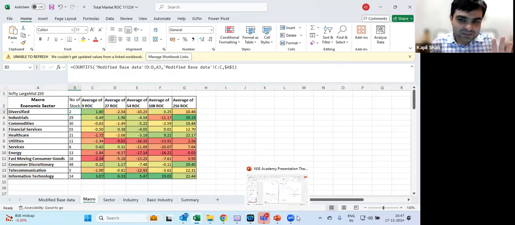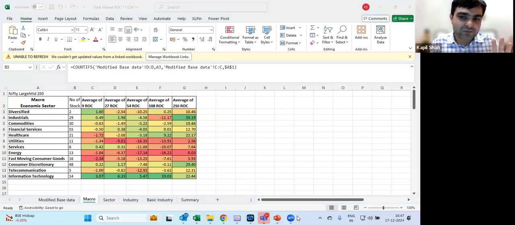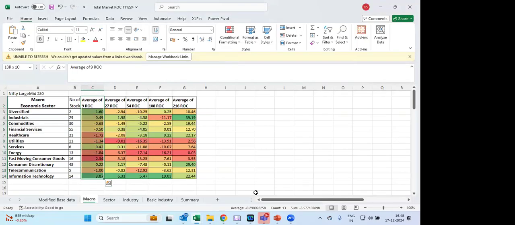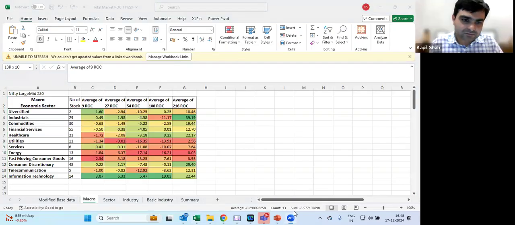Just to check your visuals, can you tell me which is the weakest sector in a 9 days time frame? Energy. No, oh, FMCG, sorry. Yes, right. So you can understand that FMCG stocks are not doing that well. Your healthcare stocks are not doing well. Your utilities are not doing well. Your energy is not doing well. So it is just to get a pulse of the market.